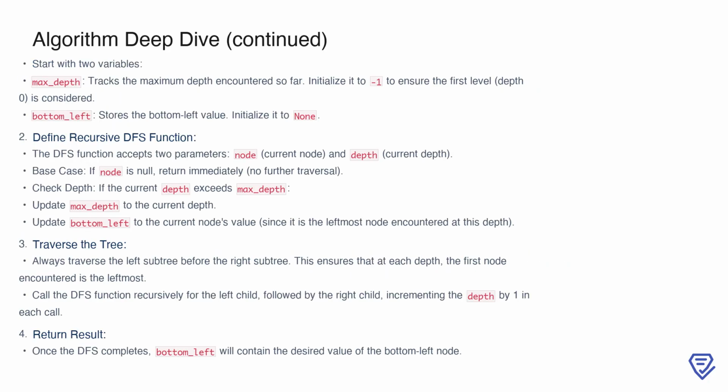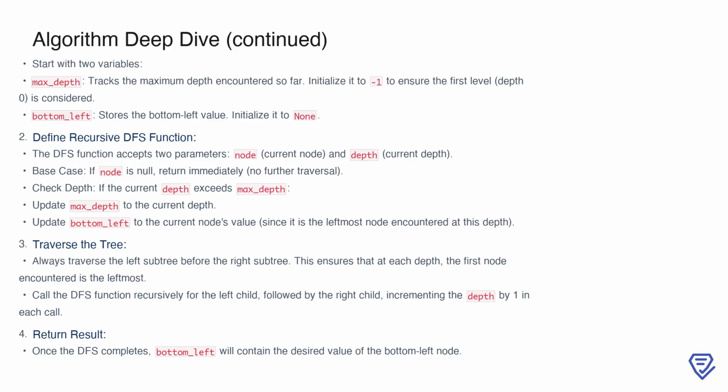We begin by initializing two key variables. First, max_depth, which tracks the deepest level encountered in the tree. This is initialized to -1 to ensure that the top level, which is at depth 0, is considered. Second, bottom_left, which stores the value of the bottom left node. This starts as None since we haven't traversed the tree yet.